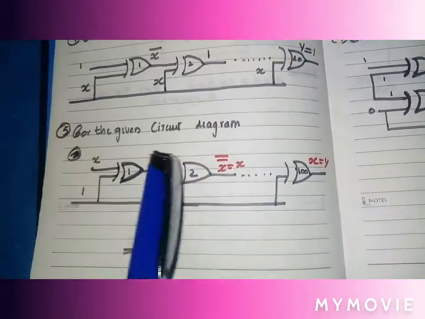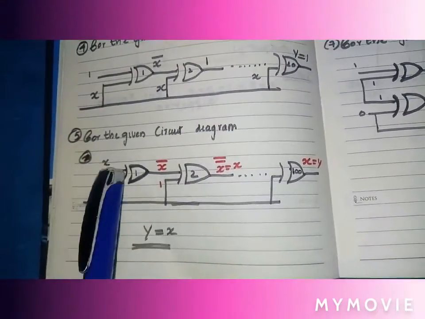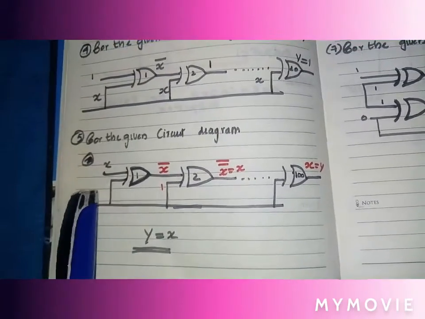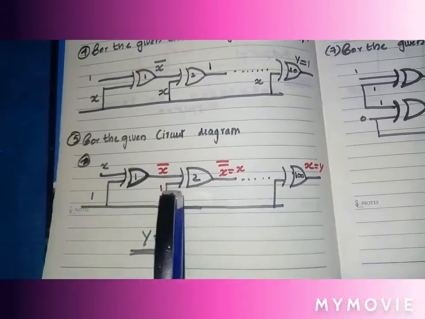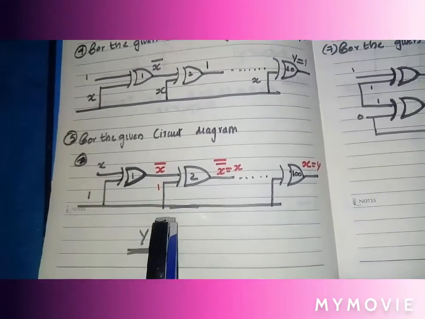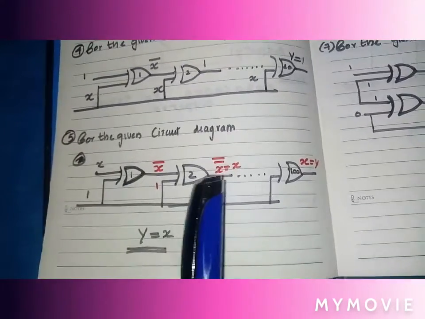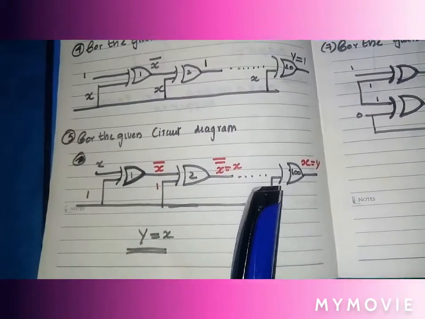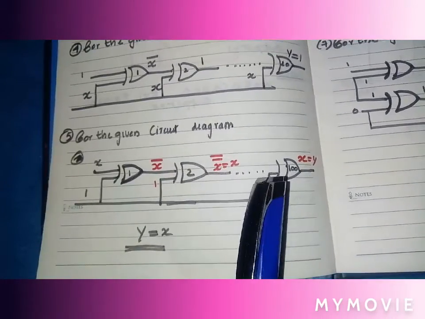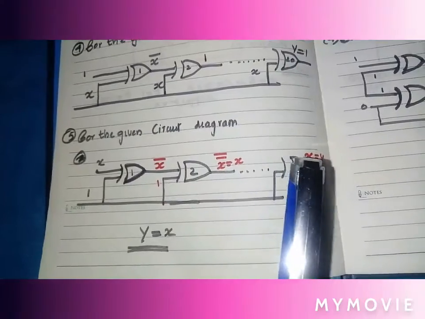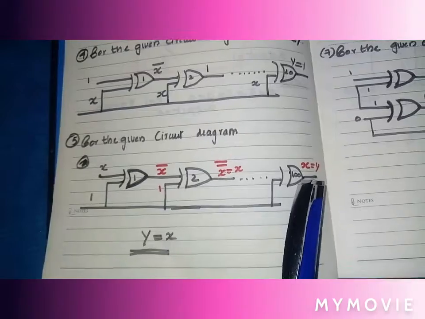For this circuit, find the output. Here X and 1 are connected. We know that if 1 is one input, the other input's bar is the output, so X bar. Then X bar and 1 gives X bar bar, which means X is the output. So we have to find the number 100 XOR. We know that 100 is an even number, so just like the second one, the output will be X only.